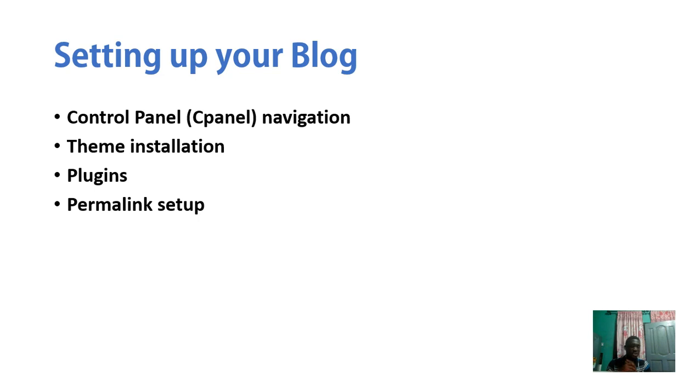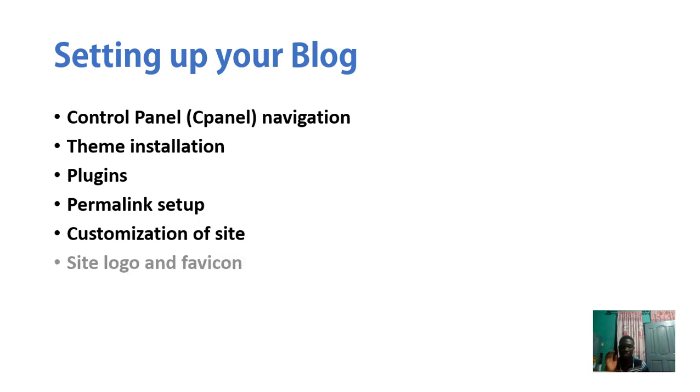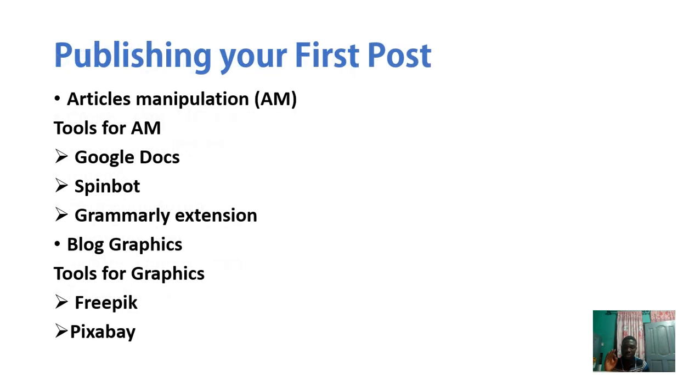Once you are done with plugins, you make sure you put up your permalink. I will be taking you through that shortly. Then the customization of your site: your site logo and favicon. Now, you also need to have a logo for your site and a favicon. I'll talk about those things when I get into the blog. And you need to set up your front page, and then that is that. Now, you need to publish your first article.